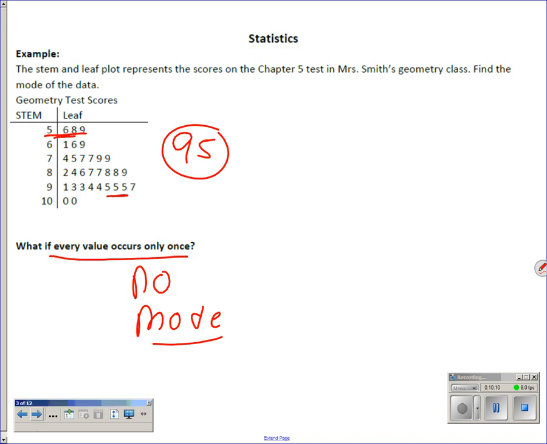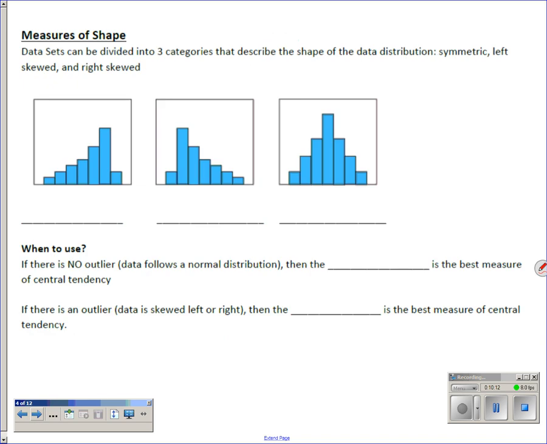Okay. Now, with the center, you're actually going to do some math. The next one is all about really just identification. We're not really doing much math. We're just looking at some pictures and describing them. But measures of shape. Okay?